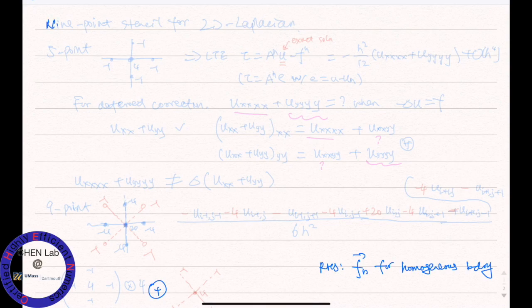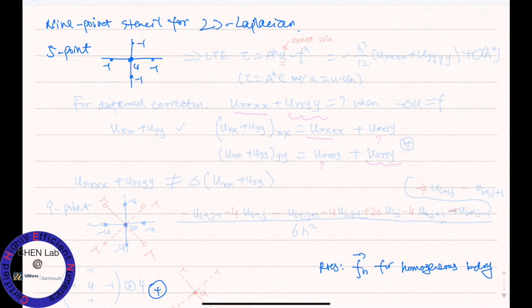This lecture is about the 9-point stencil for the 2D Laplacian. Recall last time we talked about the 5-point stencil. When we use the 5-point, we have this kind of structure: for any i, j, you have 4 in the center, and -1 for left, right, and top, bottom.